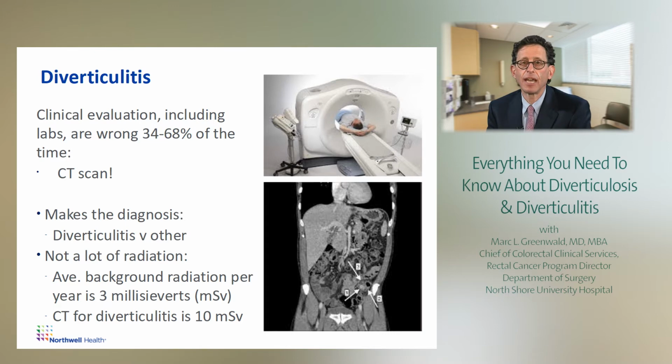And a CT scan is really the most accurate way of diagnosing diverticulitis when there is a concern. Because clinical evaluation, the doctor evaluating you, putting their hands on your abdomen, sending off labs, can be wrong 34 to 68% of the time. The other nice thing about a CT scan is that if you don't have diverticulitis, it tells us what else is going on. They really are very accurate tests these days.